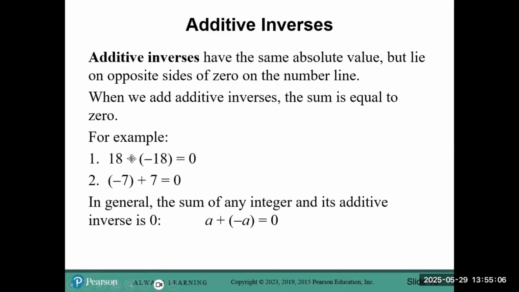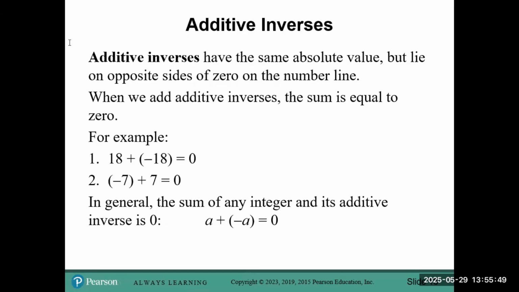So for example, 18 plus negative 18 is 0. They're equally 18 units away from 0 on the number line. So they lie on opposite sides. And if we add them up, we get 0. So 18 and negative 18 are opposites. Same thing for negative 7 and 7. And also really for any integer a, we just change its sign. So you can think of it as take an integer, change its sign, and now you have its opposite. So if the integer I pick is negative 5, if I change the sign, I get 5. That means the opposite of negative 5 is positive 5.